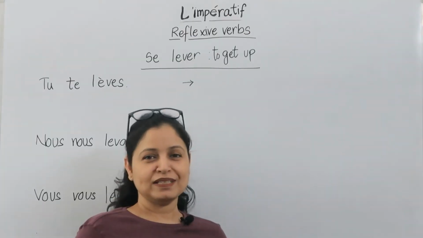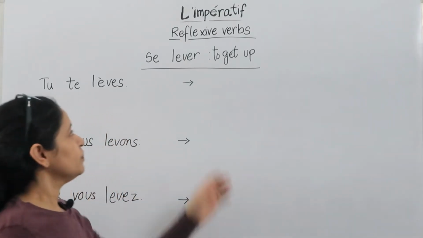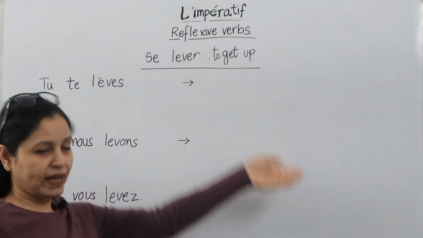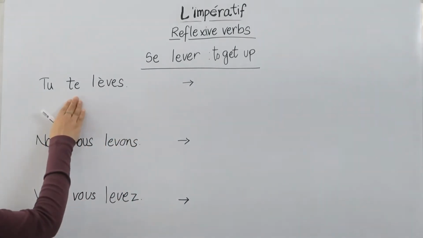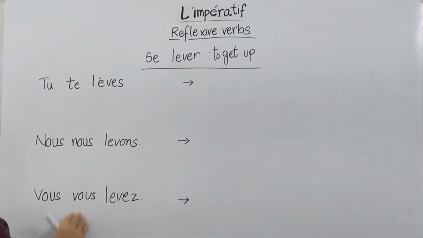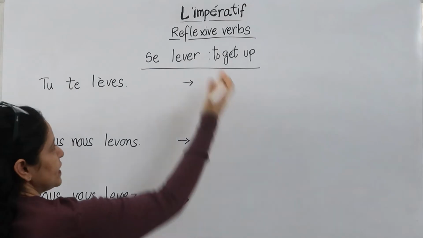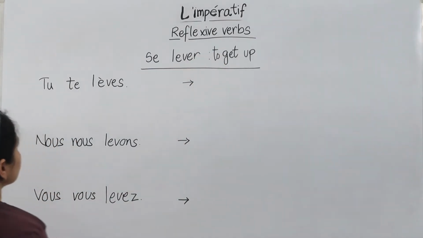Welcome to your French class. In today's class, we'll do l'impératif with reflexive verbs, with pronominal verbs. Pronominal verbs have these reflexive pronouns in front: te, nous, vous. So we'll see how to use these reflexive pronouns after writing them in the imperative.